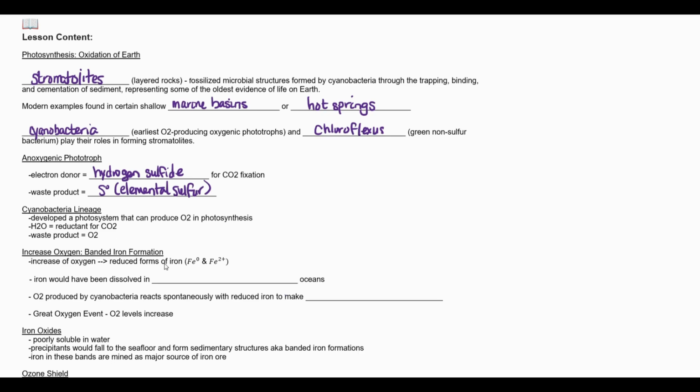So when baby Earth was baby Earth, there was an increase of oxygen, which means that there would be an increase in the reduced forms of iron. Well, I'm getting ahead of myself. So iron would have been dissolved in anoxic oceans, and then oxygen produced by cyanobacteria reacts spontaneously with reduced iron to make iron oxides.